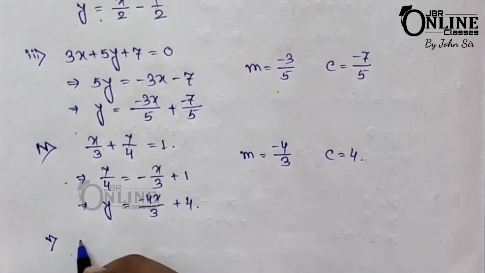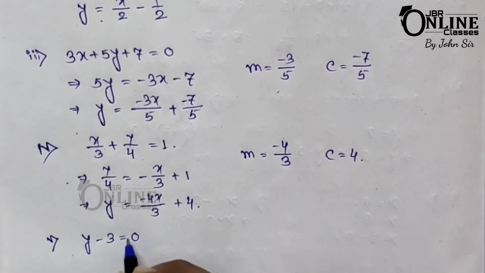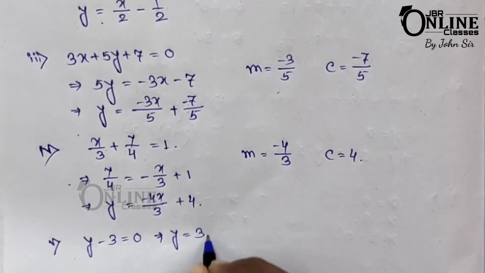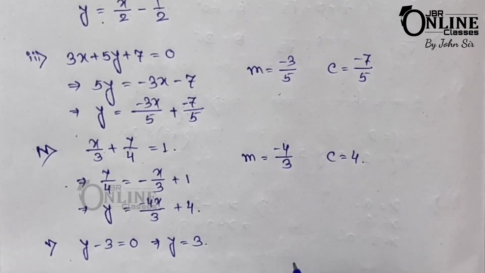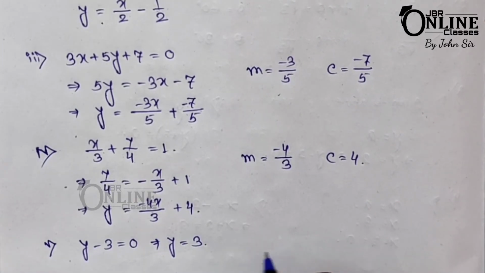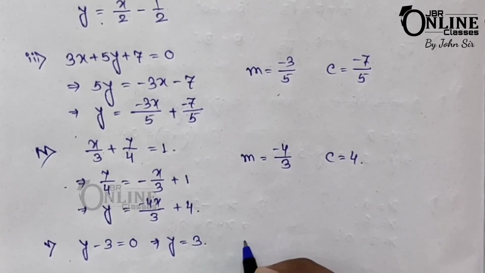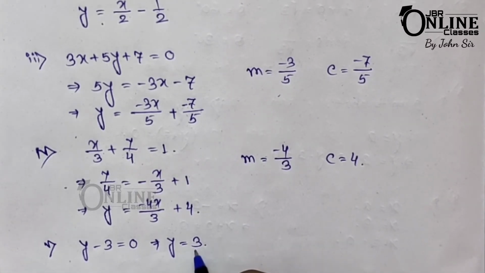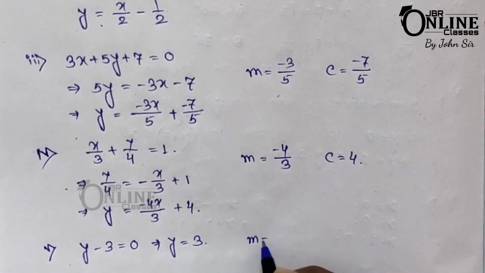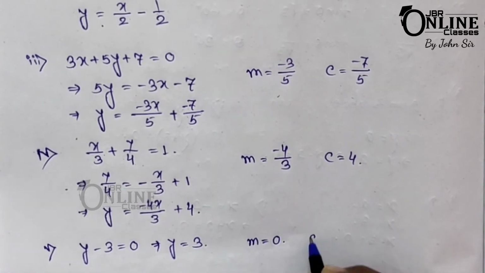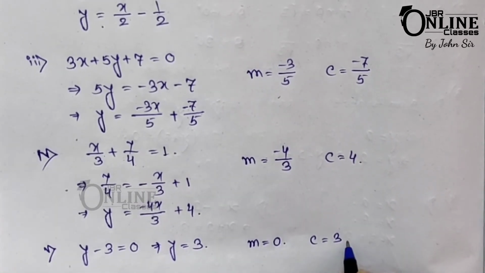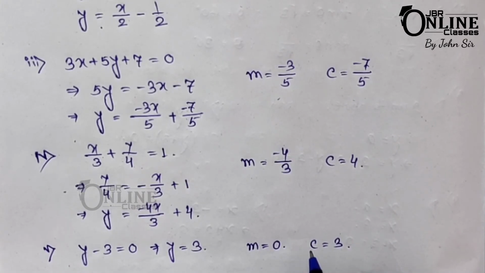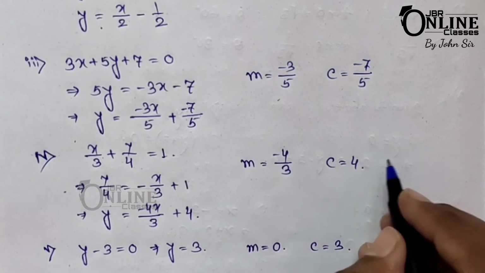In number 5, y minus 3 equal to 0. So that means y equal to 3. If y equal to 3, that means the slope, the value of m equal to 0 and c equal to 3. Now the next one, the last part in 6.